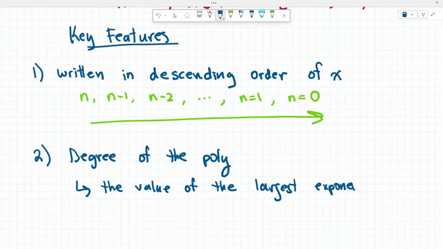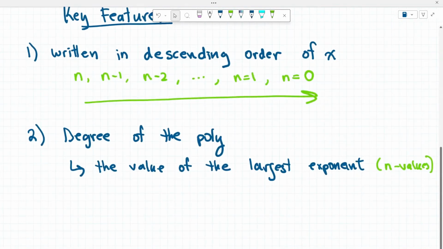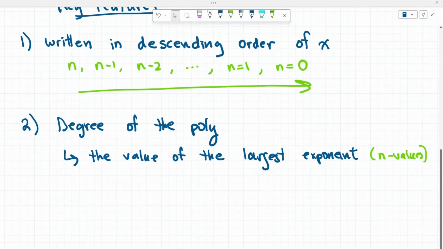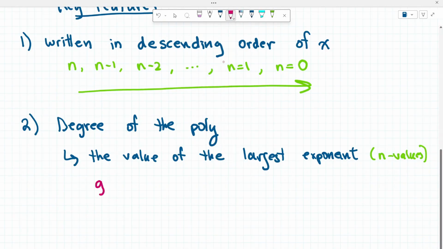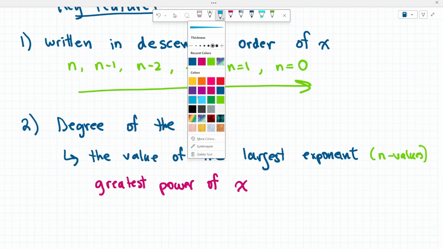So what are our exponents? Remember that our exponents are our n values. So whichever the largest one is, that's going to be the degree of our polynomial. The other way we sometimes write it is we call it the greatest power of x. So what is the biggest one? Let's look at a little example over here.